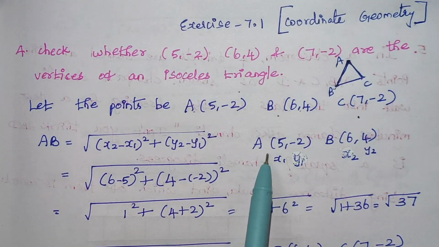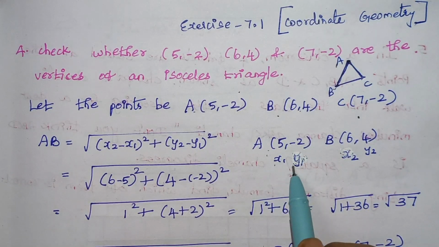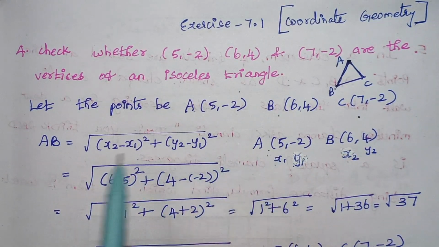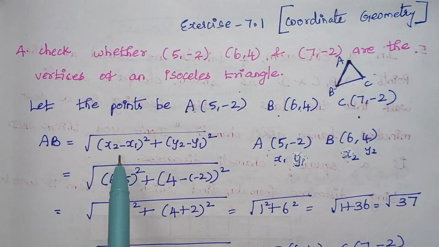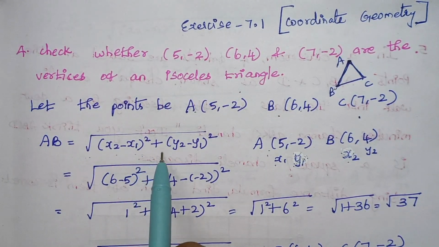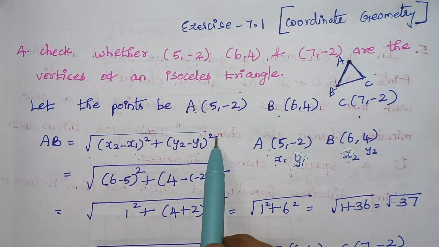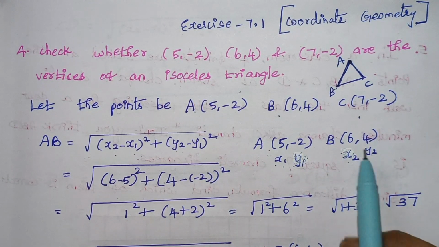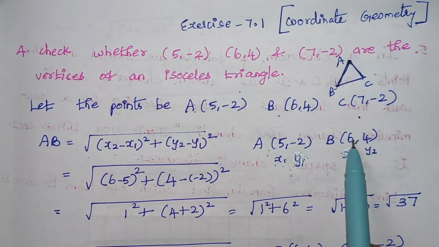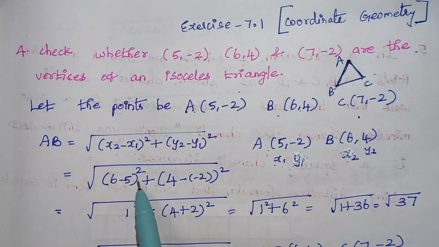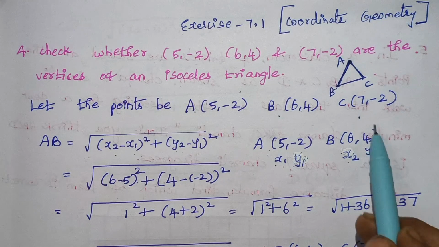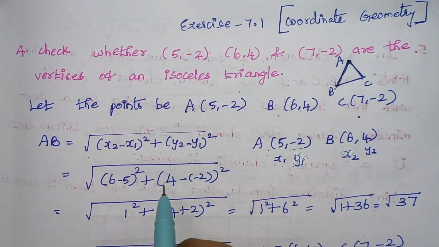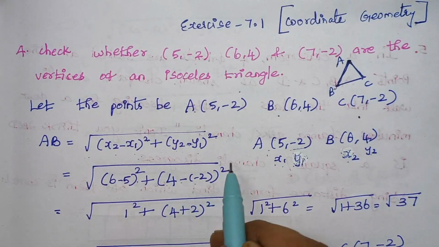So first write down the points A and B. A gives x1, y1 and B gives x2, y2. By using the distance formula, it is given by square root of x2 minus x1 the whole square plus y2 minus y1 the whole square. So first is x2 minus x1. Here it is 6 minus 5 the whole square plus 4 minus of minus 2, because the formula already has a minus sign. So 4 minus of minus 2 the whole square.